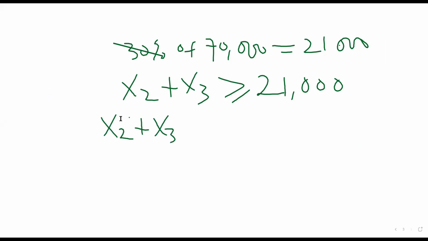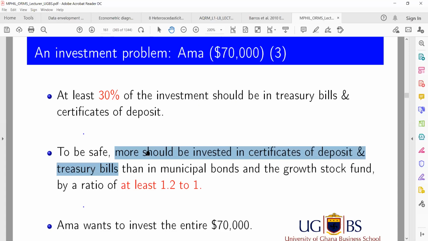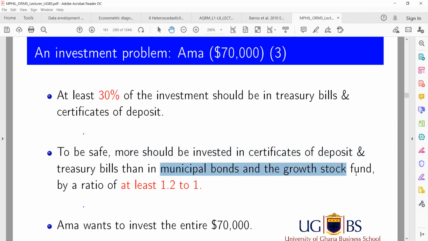Let's go to the storyline. More should be invested in certificate of deposit and treasury bills than in municipal bonds and growth stock. Watch it. Another one. Municipal bonds is what? X1. Growth stock is what? X4. What am I supposed to do with them? What am I going to do with the municipal bonds and the growth stock? Looking at the storyline, what am I going to do with them?